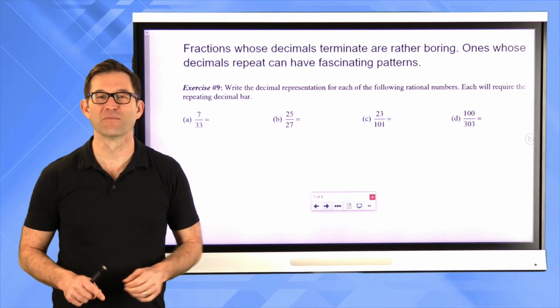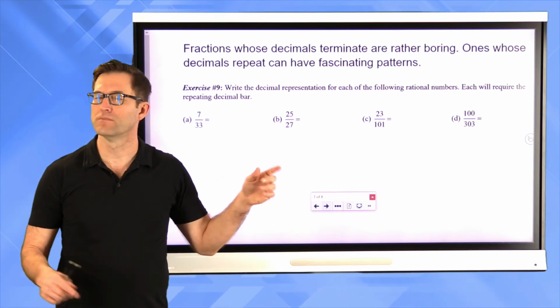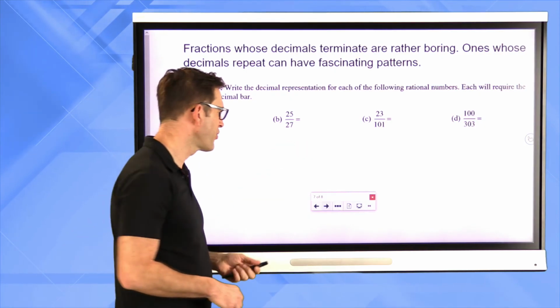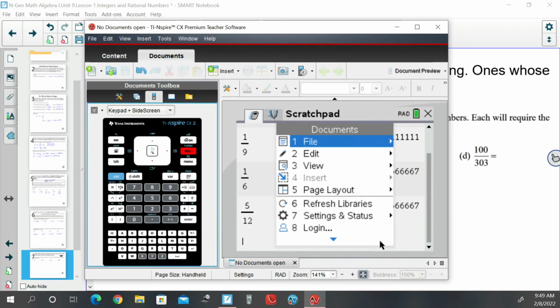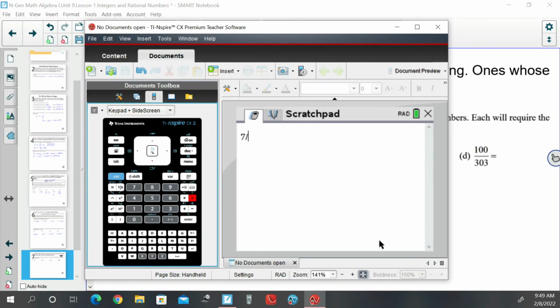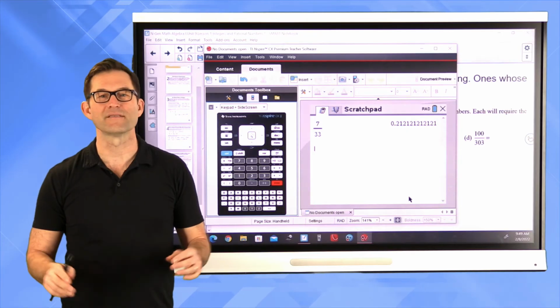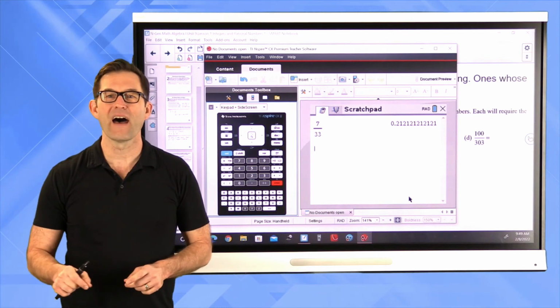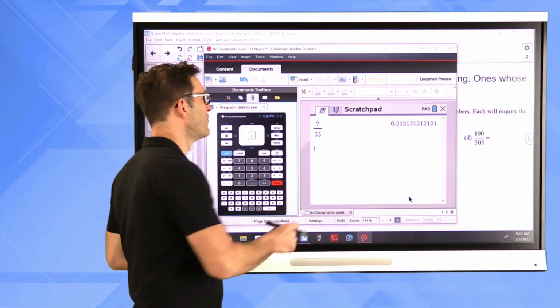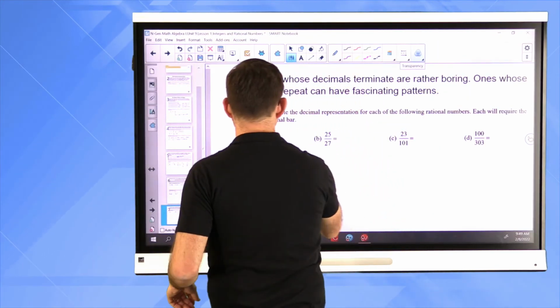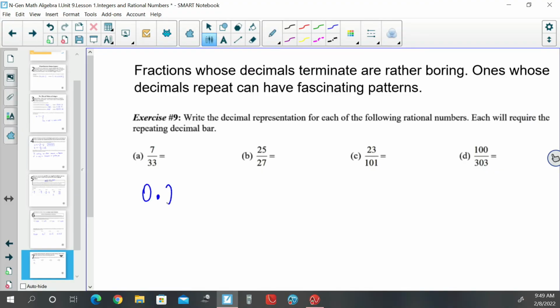All right, let's take a look at some cool patterns. 7/33, right? No big deal. 7 divided by 33. Cool, cool. Let's bring this thing up. I'm gonna clear this out again. Let's do 7 divided by 33. And we get 0.212121212121, etc., right? So we literally have 0.21 with the 21 repeating. Back and forth, back and forth. Kind of cool. So this is 0.21 with the 21 repeating.